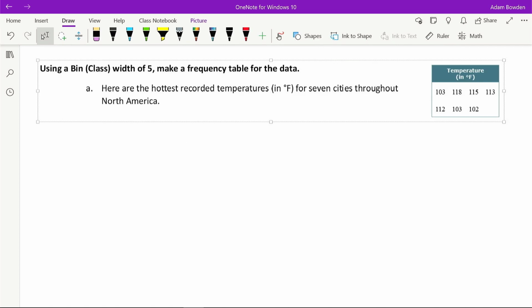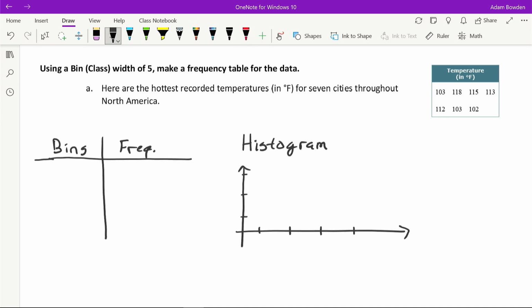On this one it says we're going to create a frequency table with a bin size or bin width, class width of 5. We don't have a lot of temperatures here, but they're supposedly the hottest temperatures for 7 cities in North America. There's not one set-in-stone way of setting up your bins, so as long as we're using the same width, then we can start out in different places.